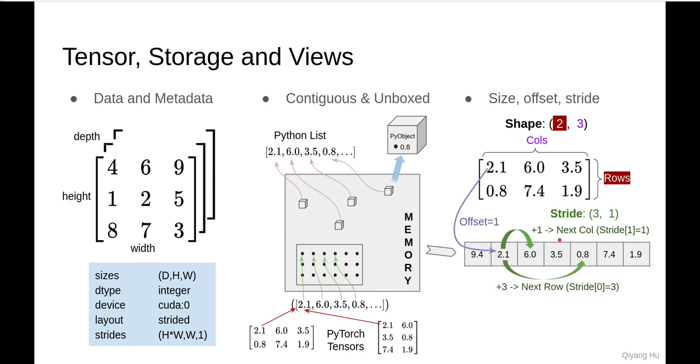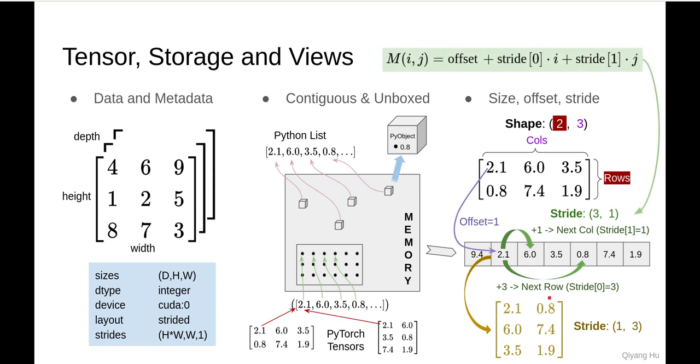To access the matrix, things become very easy because what we need to do is just to swap the stride from 1, 3 to 3, 1. And it will make the access mode from row major to column major. Generally speaking, accessing an element ij in a two-dimensional tensor is as easy as the storage offset plus the first index of the stride times i plus the second index of the stride times j.